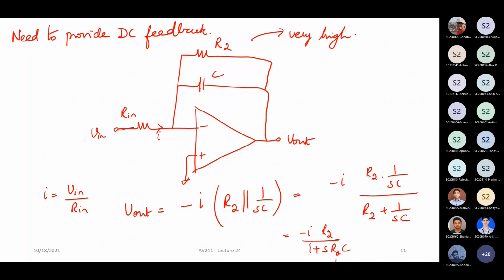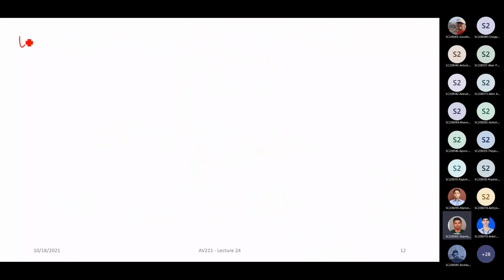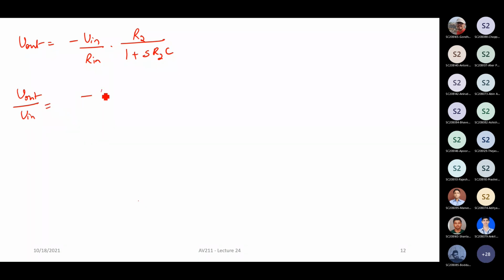Yeah. Okay, so V out can be written as minus V in divided by Rn times R2 divided by 1 plus S times R2C, and V out by V in basically is nothing but minus R2 by Rn into 1 by 1 plus S times R2C.